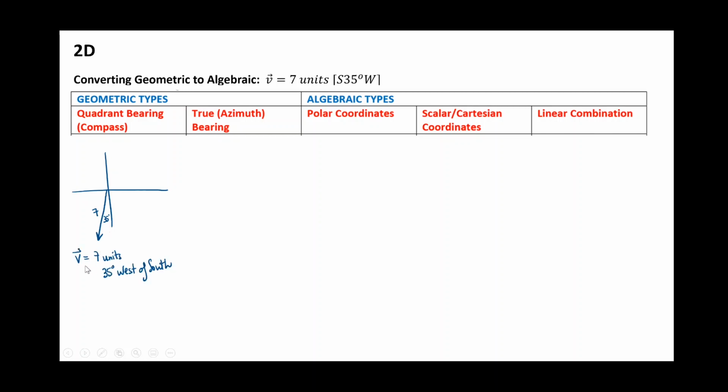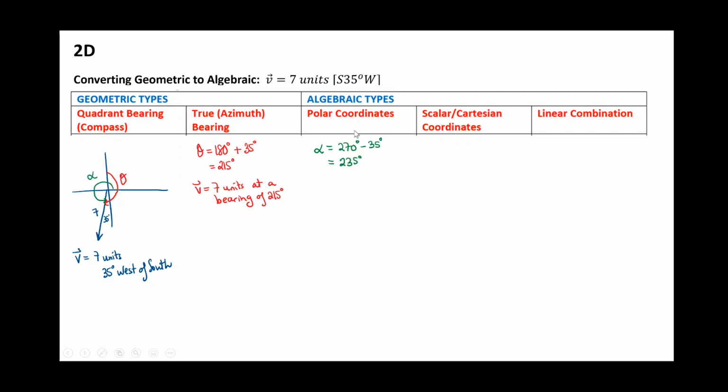And V written in words is what I've already said. For true bearing, we want to go from the north all the way until we hit the vector here. So that would be a straight line, which is 180 plus this 35, so 215. And so you could say vector V is 7 units at a bearing of 215 degrees.